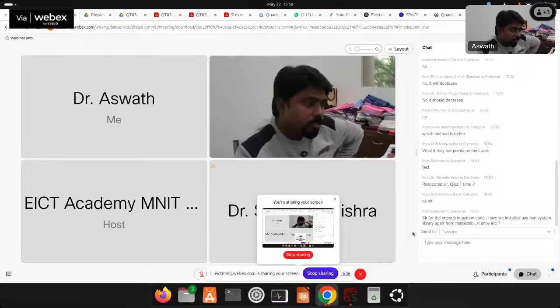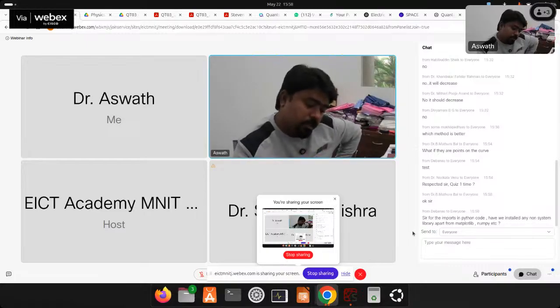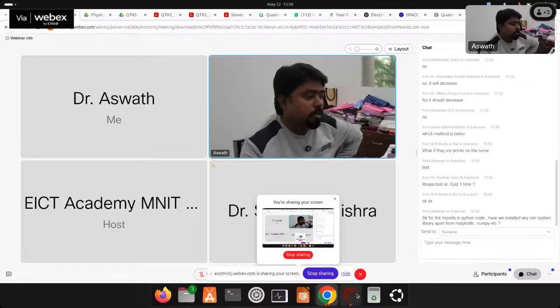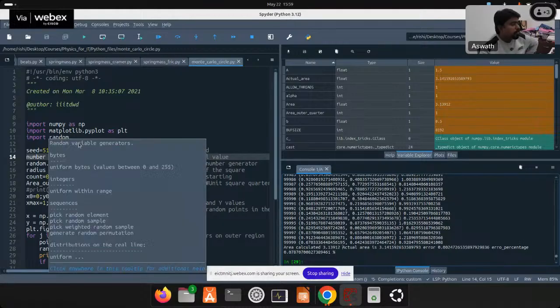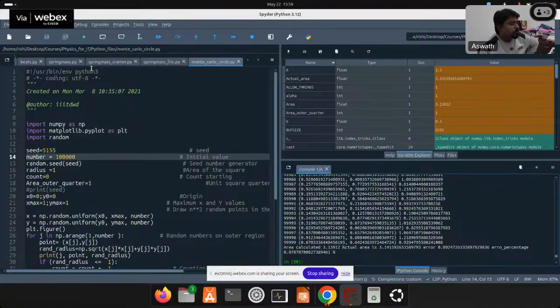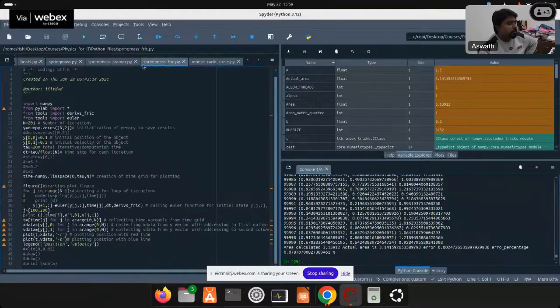The question is, for the imports in the Python code, have we installed any non-system library apart from matplotlib or numpy? No, I have not done anything other than that. You can see that plot and random come directly with the Python system library. If not, you may need to add that extension, but not much.